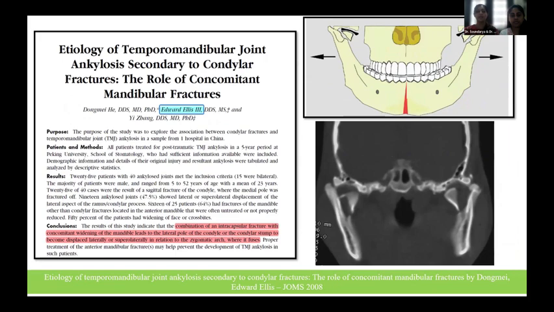It very well describes the etiology in traumatic joints leading to TMJ ankylosis, and it also tells us the role of concomitant mandibular fractures, which is especially important in this case. They have suggested in this paper that any cases of sagittal fractures of the condylar head lead to lateral displacement of the lateral poles of the condyles over the zygomatic arch, leading to TMJ ankylosis.